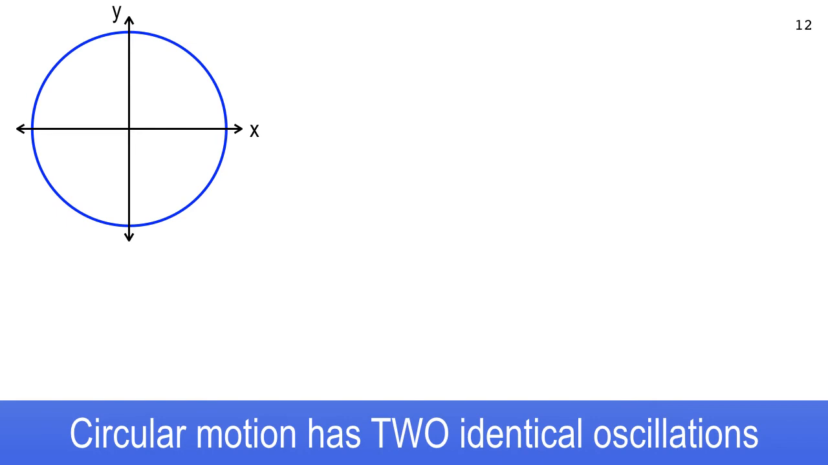Now, circular motion, we've talked about that. One of the ways to think about it is to break down the horizontal and the vertical, the X and the Y components, into two identical oscillations. So if you take a point somewhere in the first quadrant and map it out, that's the X and the Y coordinate.